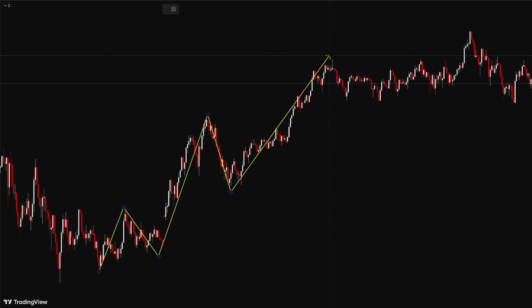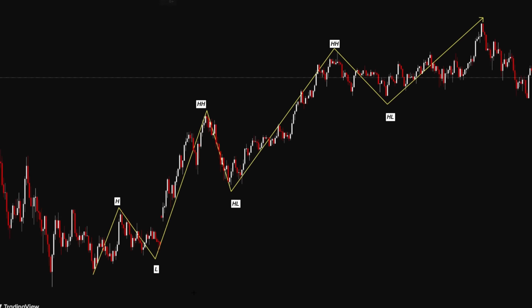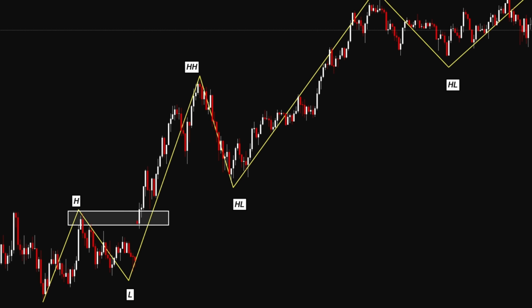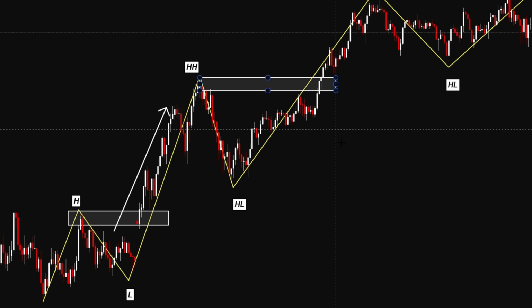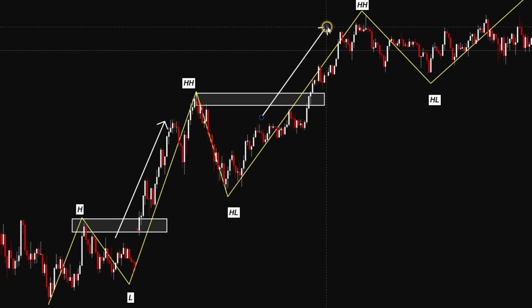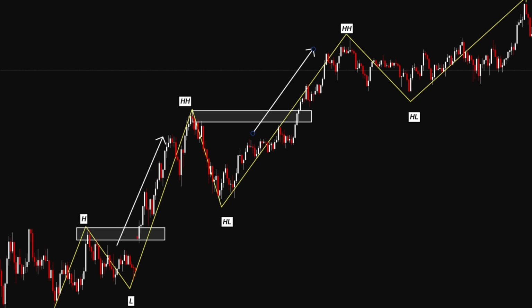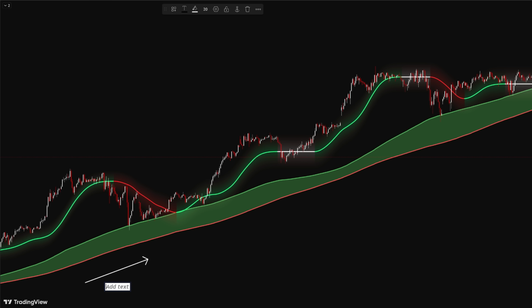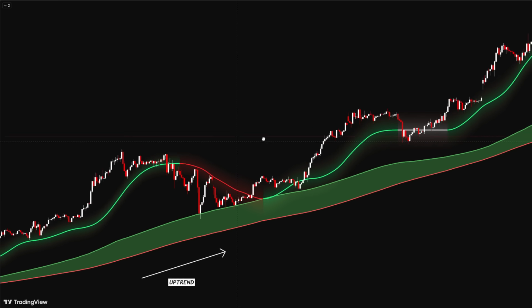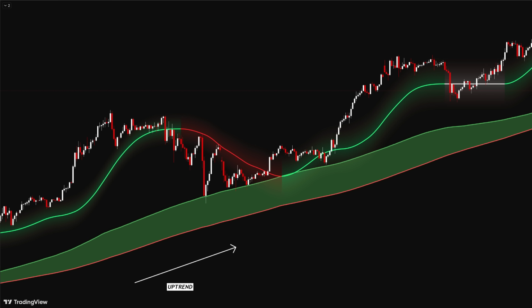And in an uptrend, it's the opposite. Higher highs, higher lows. When a higher high breaks, price has room to move. So, let's walk through a buy setup step by step. First, long-term trend is up, price is above the green cloud. Second, short-term trend is also up, price is above the sentiment range line.